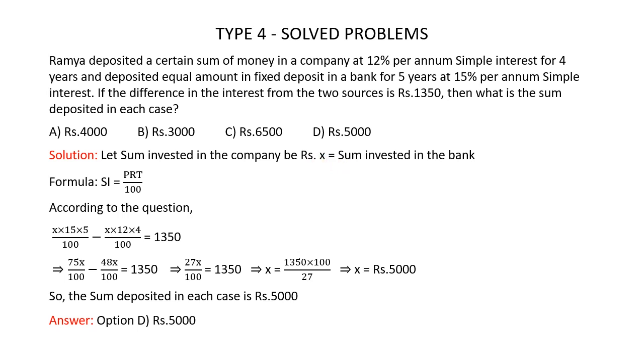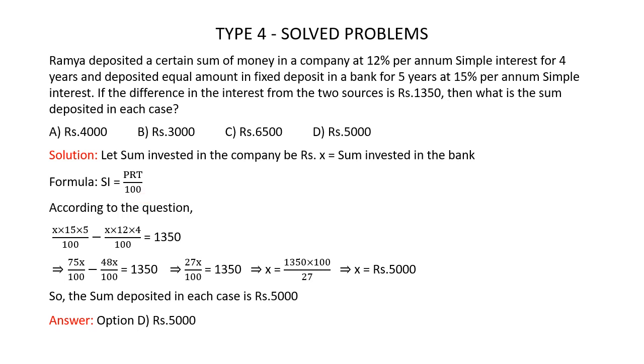Now it's given that the difference in the interest from the two sources is rupees 1350. This means the simple interest earned on rupees X deposited in the bank minus the simple interest earned on rupees X deposited in the company is equal to rupees 1350. Now we know that simple interest is equal to PRT divided by 100.